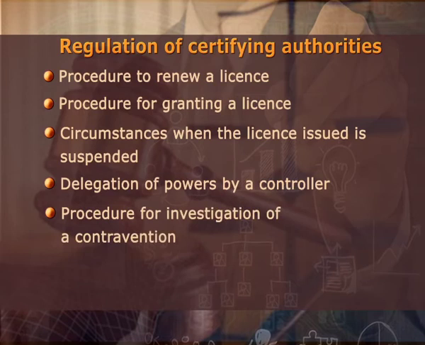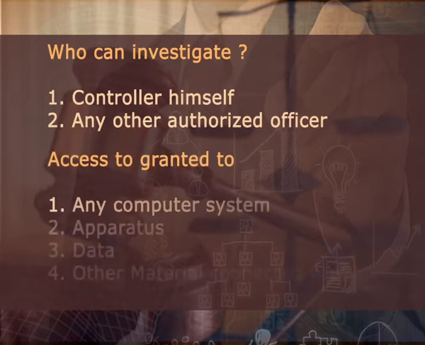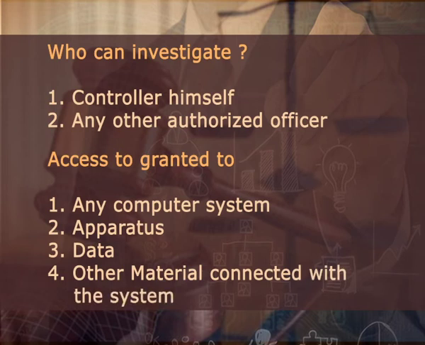Procedure for investigation of a contravention. The investigation of the contravention shall be undertaken by the controller himself or any other officer authorized by him for this purpose. The controller or the officer authorized by him to undertake the investigation shall have access to any computer system, apparatus, data or any other material connected with the system to undertake the investigation for the purpose of determining an act of contravention undertaken.